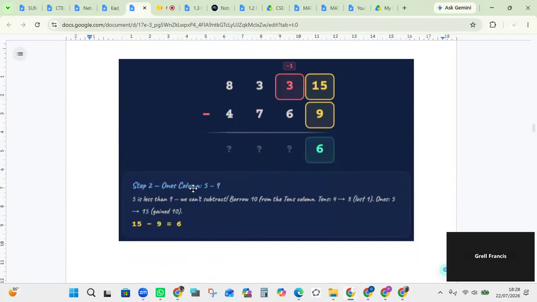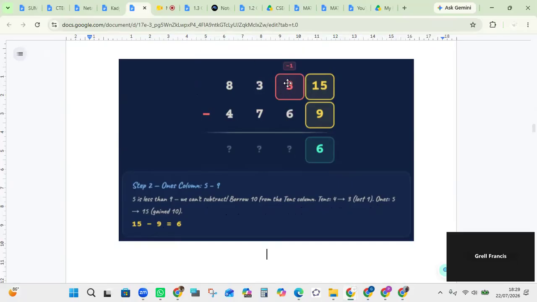Ones column, you start with the ones, which is 5 subtract 9. So 5 is less than 9. We can't subtract. So we borrow 10 from the tens column. Tens, 4, 40 subtract 10 is 30. You lost 1 ten, and that 10 must be added to 5 to make it 15. And then you say 15 subtract 9 will give us 6. So that's why you have 15 subtract 9 equals 6.